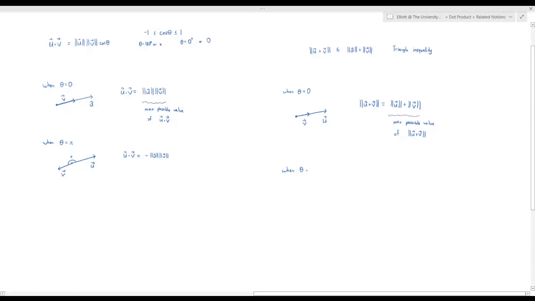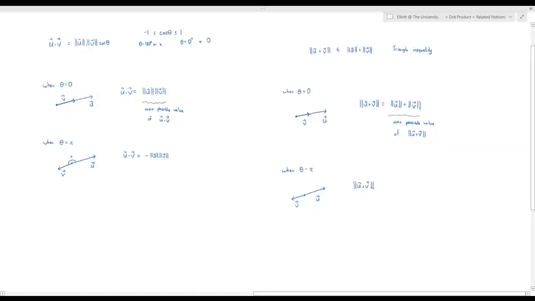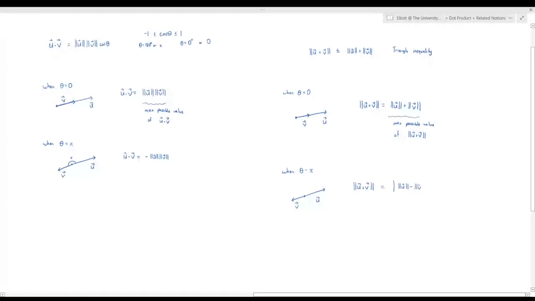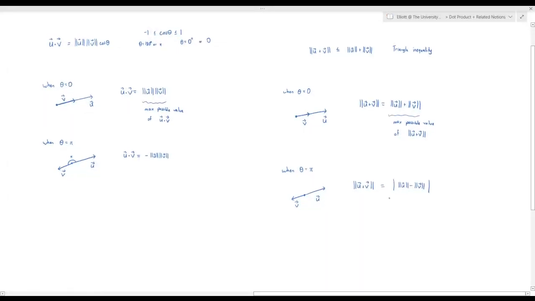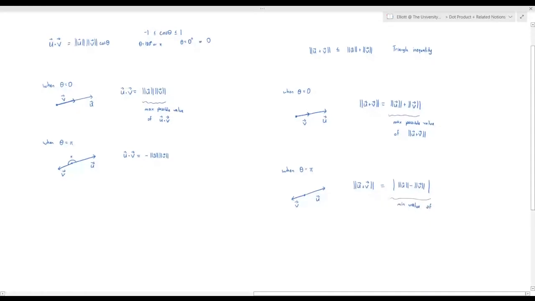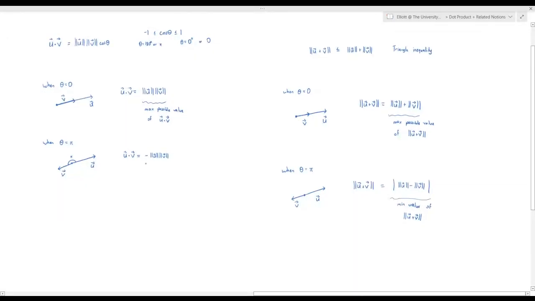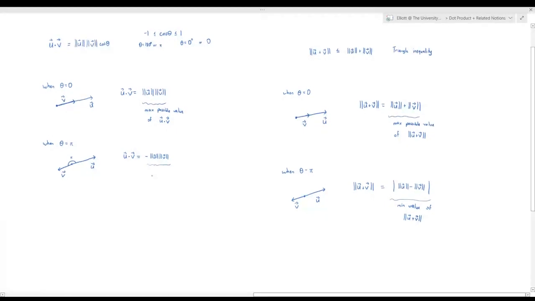And then when they are facing opposite directions, so the angle between them is pi, that's when the norm of u plus v achieves its minimal value. The minimal value is going to be the absolute value of norm u minus norm v. So that's the minimal possible value. And then this was the smallest or minimum value of the dot product.